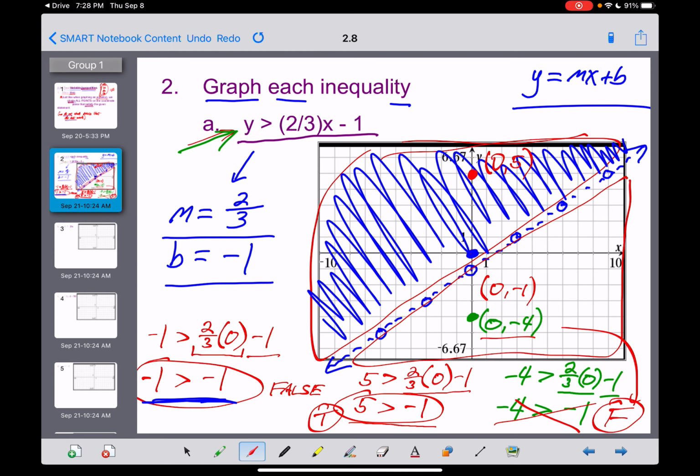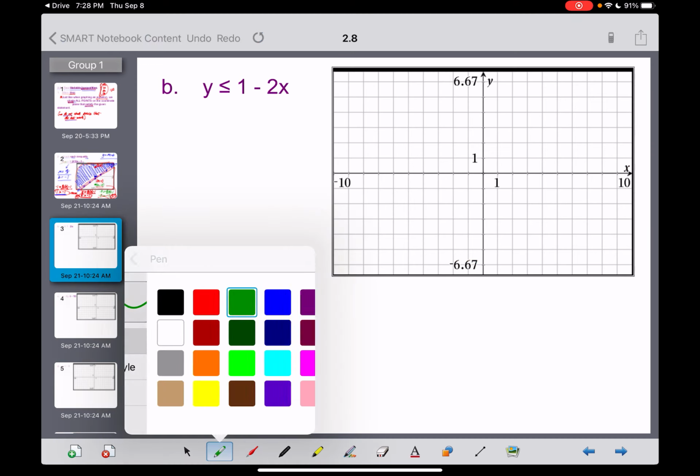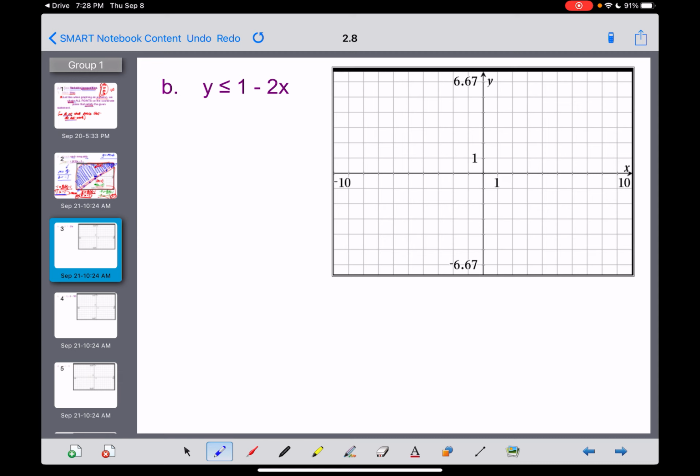So we end up then shading half of the coordinate plane in every one of these problems. All right, let's try another one right here. I'll switch back to blue here. All right, y is less than or equal to, this is different now, 1 minus 2x. Okay, we're still solved for y, so I can ask you the same two questions. What is our slope and what is our y-intercept? And I hope you noticed this right off the bat.